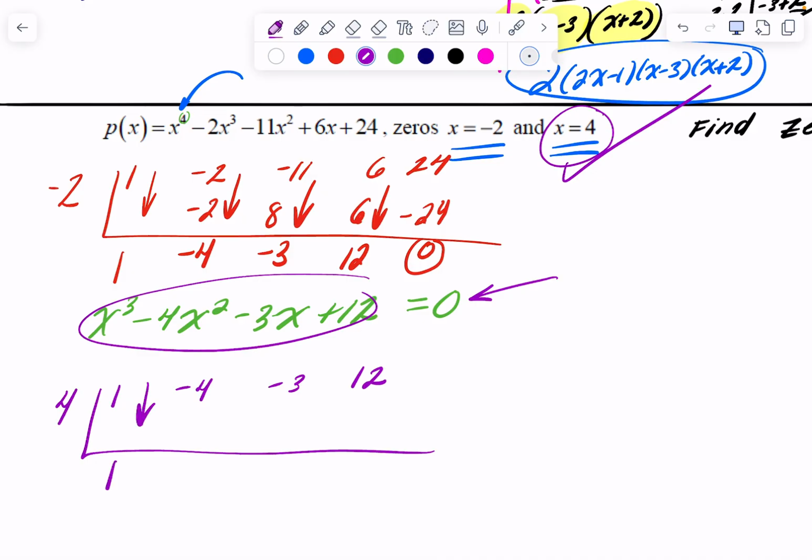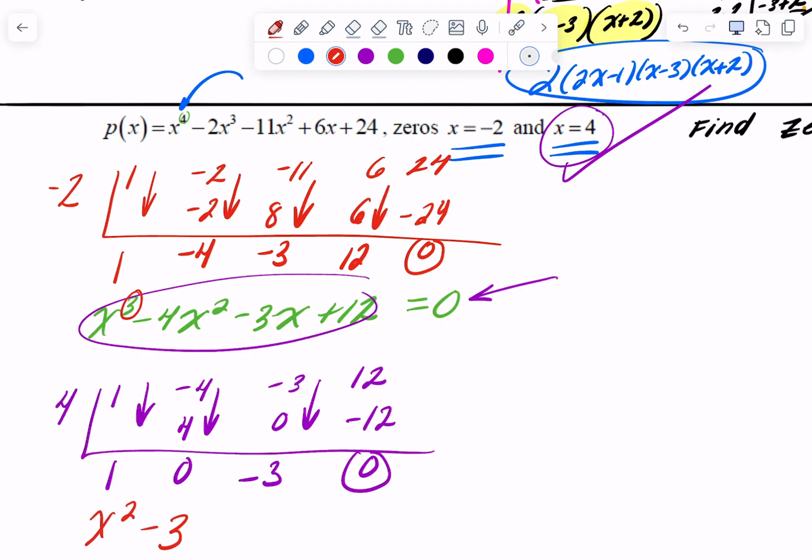Add straight down, multiply up. Add straight down, multiply up, add straight down, multiply up, add straight down, 0. Okay, now you were at power of 3. Aren't we now at power of 2? x squared minus 3, because there's 0x. So x squared minus 3.